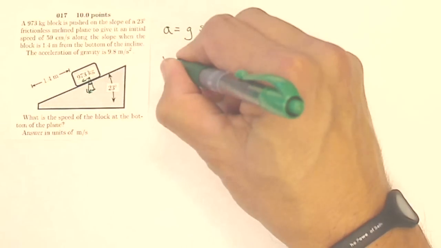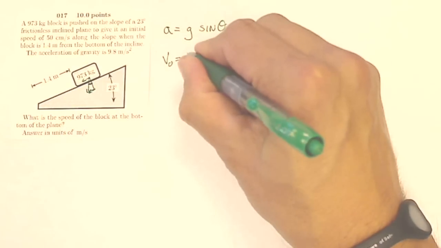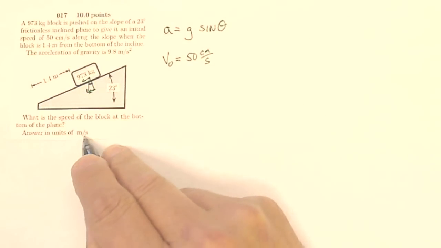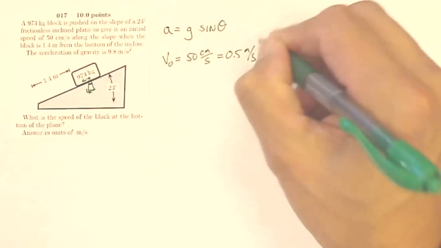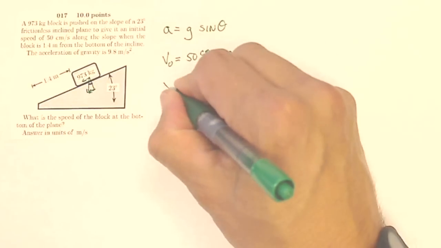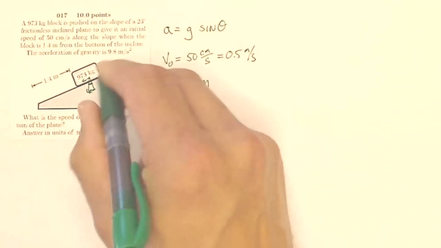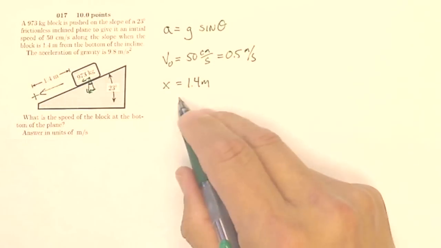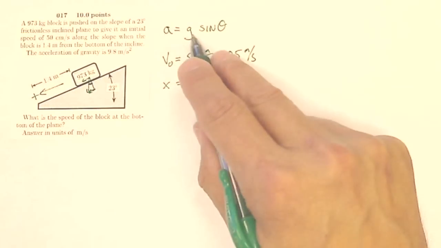I know that my initial speed down the slope, so it's giving a push, the initial speed is 50 centimeters per second. Now watch out, it says answer in units of meters per second, so I'm going to make that 0.5 meters per second. When the block is 1.4 meters from the bottom, it's going to go a displacement of 1.4 meters by the time it gets down. Now again, everything I'm doing this way is positive because that's the direction it's going. That's a convenient direction to use. The acceleration of gravity is going to go in here.